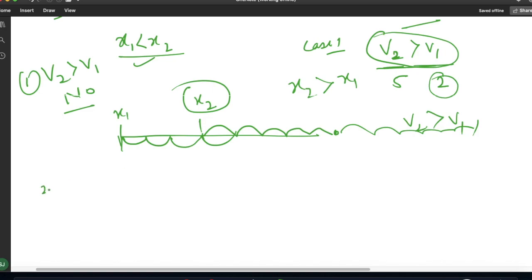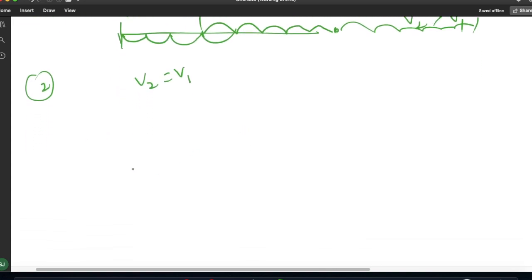Now the second case, suppose v2 is equal to v1. So for example, let me draw here. Suppose k1 is present at 0 and it can jump 3 at a time, and k2 is present at suppose 1 and it can jump 3 at a time. So you can see here v1 and v2 are equal.